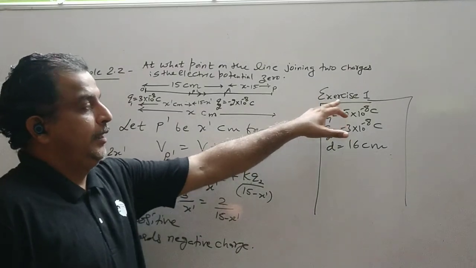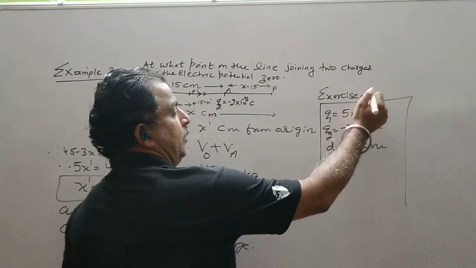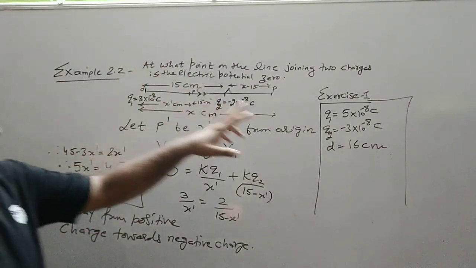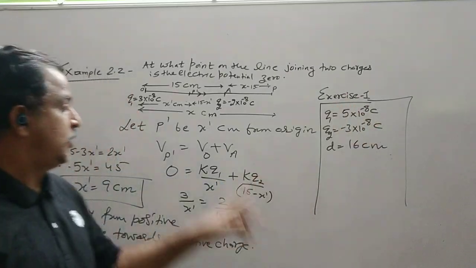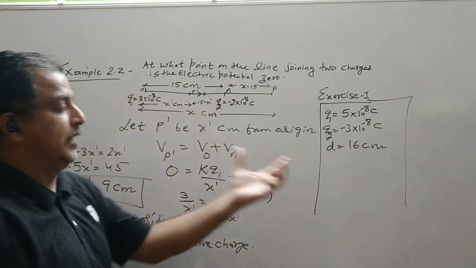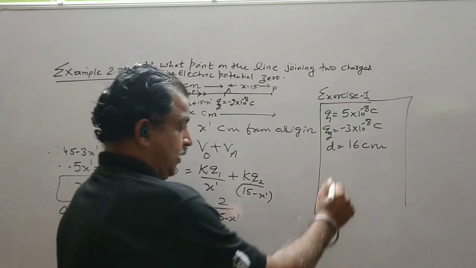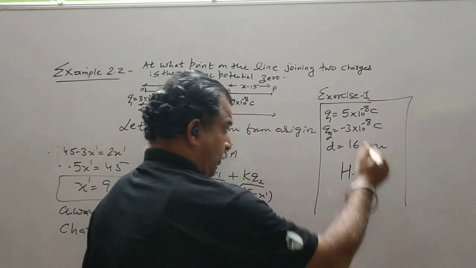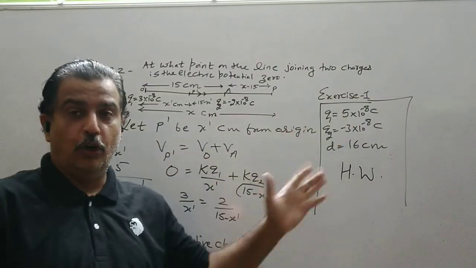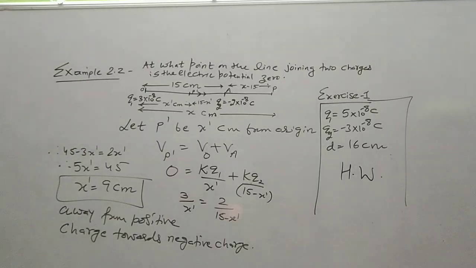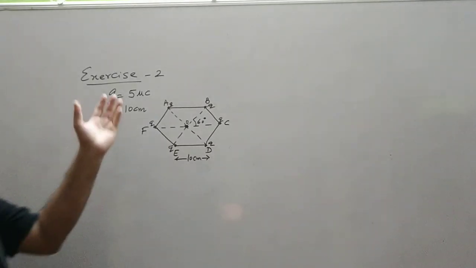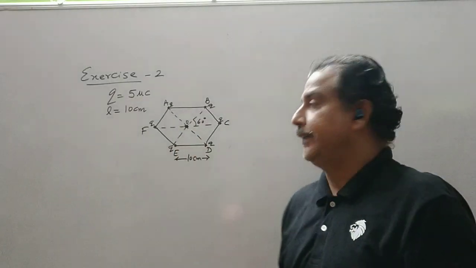Now in the exercise, question 1 is the same sum, but instead of 3 into 10 raised to minus 8, we have 5 into 10 raised to minus 8. Instead of minus 2, you have minus 3 into 10 raised to minus 8 coulomb. Instead of the distance 15 centimeter, the distance is 16 centimeter. So you complete this homework, do the first sum of the exercise. It is similar to our example number 2. Now let us see question number 2 of the exercise.